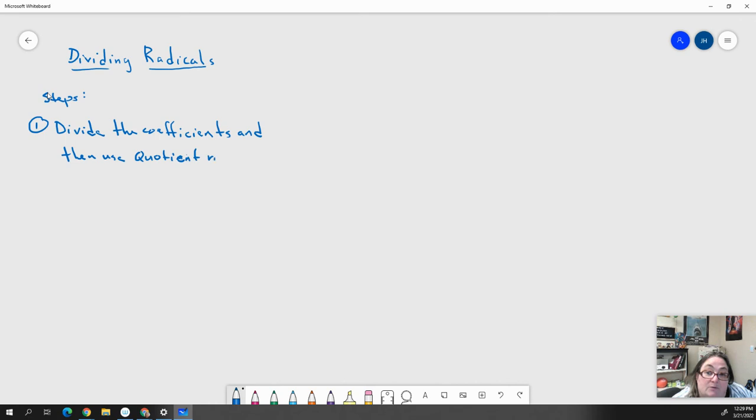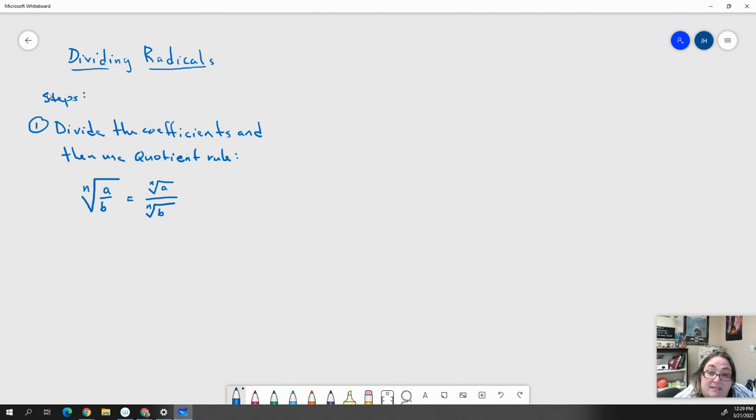The quotient rule is if I have something with an index of n, it could be anything. That could be a square root, it could be 3, it could be 4, it could be 5, doesn't matter. If I have a fraction under it, I could rewrite that as the nth root of a over the nth root of b. So I could separate the numerator and the denominator. That's all the quotient rule is.